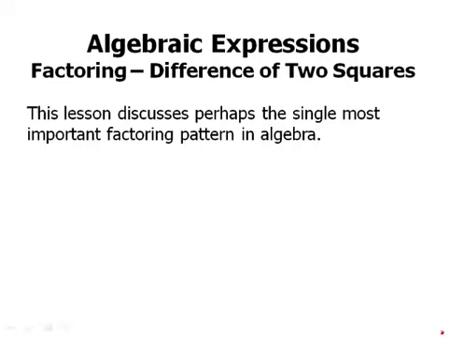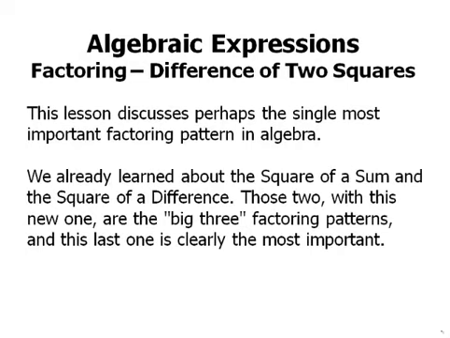This lesson discusses perhaps the single most important factoring pattern in all of algebra. We already learned about the square of a sum and the square of a difference. Those two, with this new one, are the big three factoring patterns, and this new one we're learning is clearly the most important. If you're not familiar with the square of a sum and square of a difference, we talked about those in the video on FOILing. If you haven't seen that video, it may be helpful to watch it before watching this particular video.